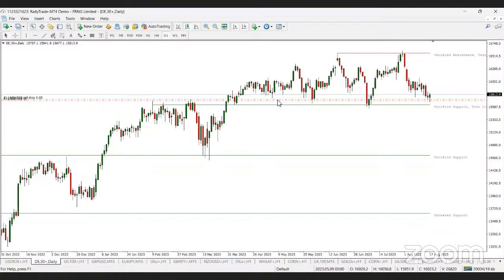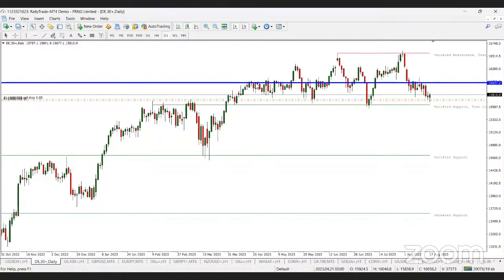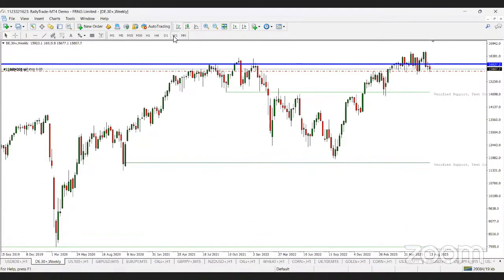But it also means that if it continues to push up, then it's possible that we have it approaching at least this zone where I have my next resistance. Okay, but let's look at it on a weekly time frame.